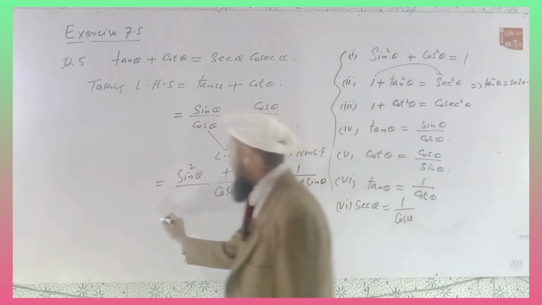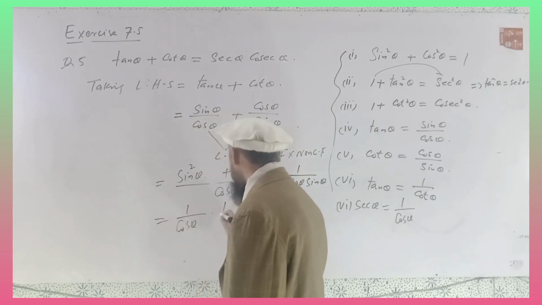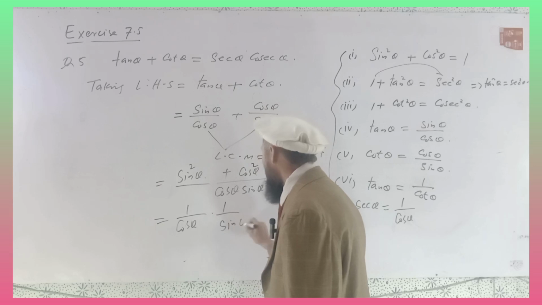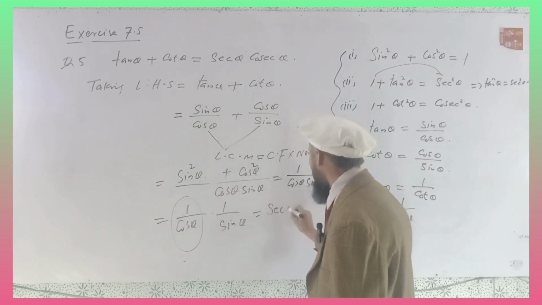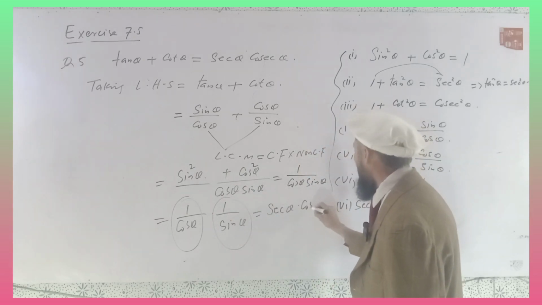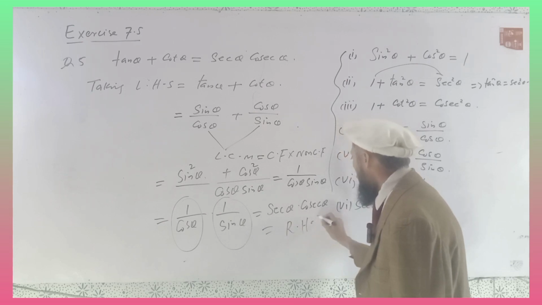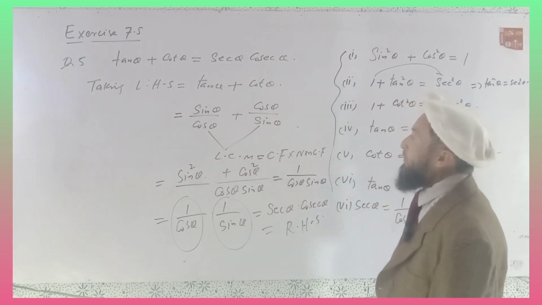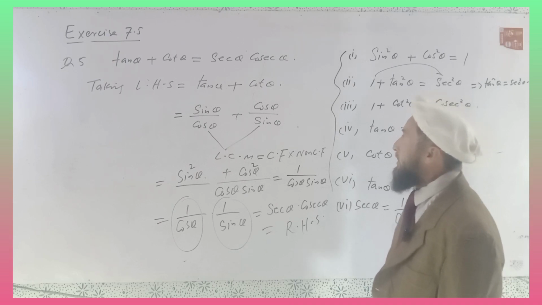Now we write this result 1 divided by cos theta into 1 divided by sin theta. So this result is equal to secant theta and 1 over sin theta is equal to cosecant theta, which is right hand side. So we can say that verify that tangent theta plus cotangent theta is equal to secant theta cosecant theta.